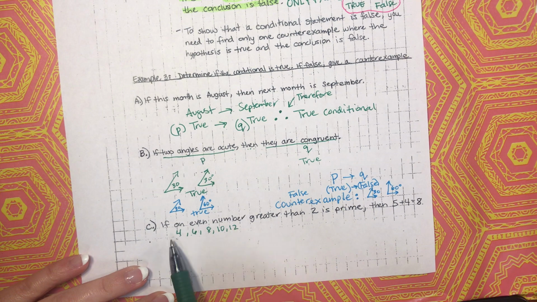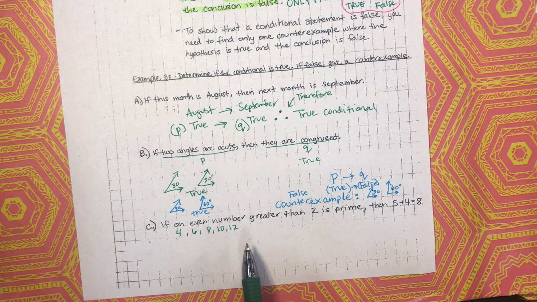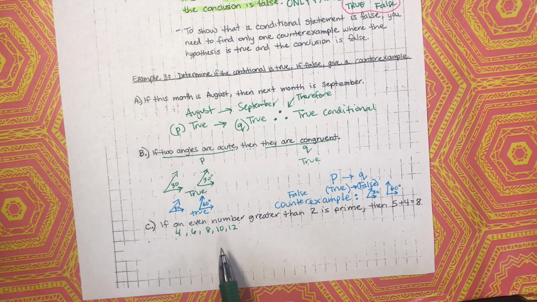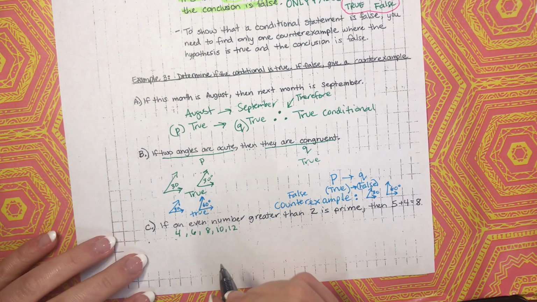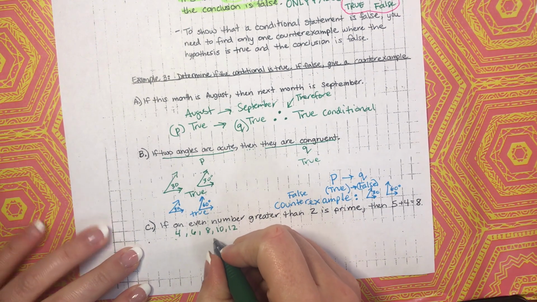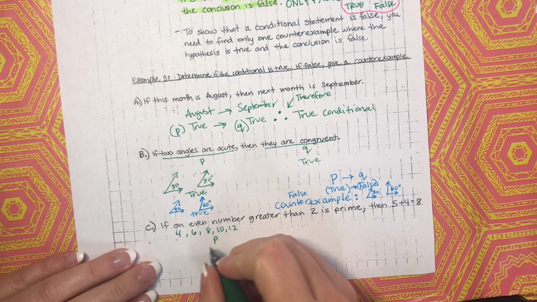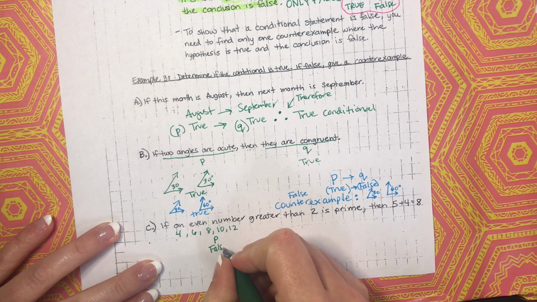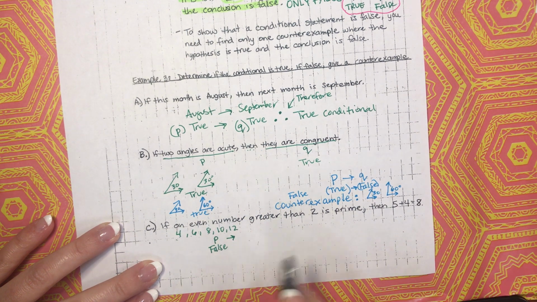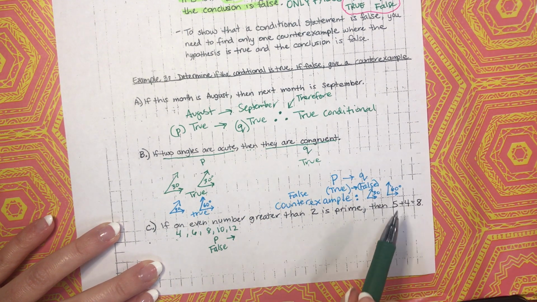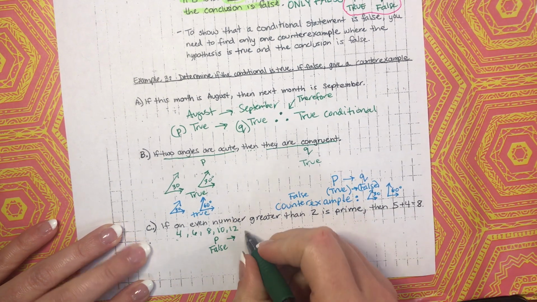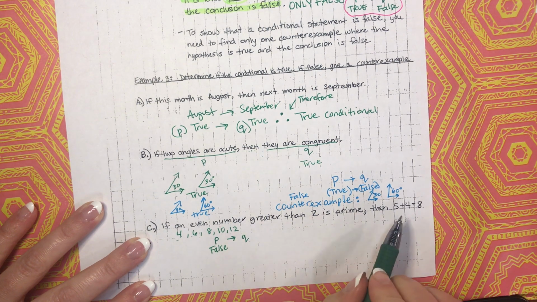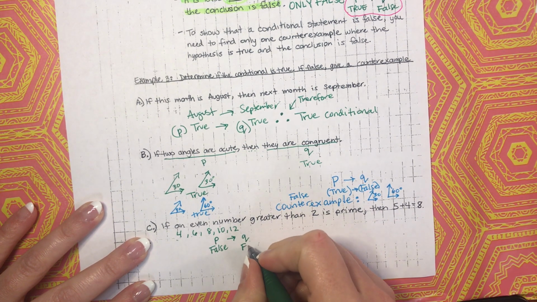There are no even numbers greater than 2 that are prime, because they're all divisible by 2. That means they have the factor of 2, so they're all composite numbers. They're not prime numbers. So in this case, the hypothesis is false. And then over here, 5 plus 4 equals 8. Well, we know 5 plus 4 is not equal to 8. So in this instance, this is also false.